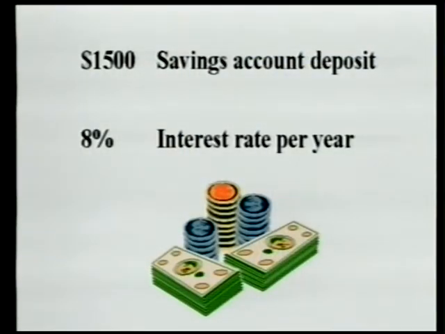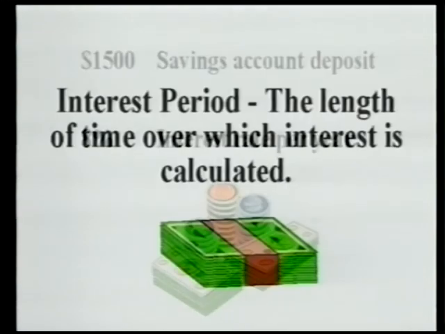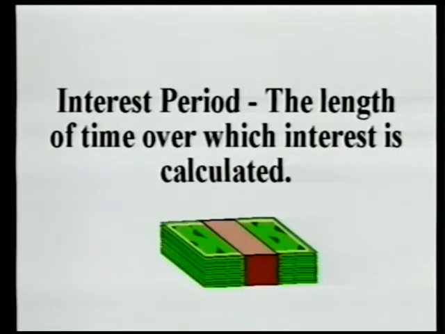Suppose you put $1,500 in a savings account that pays interest at the rate of 8% per year. The $1,500 is the initial amount that's deposited, while the 8% is the interest and the year is the interest period. Your interest period is the length of time over which your interest is calculated.